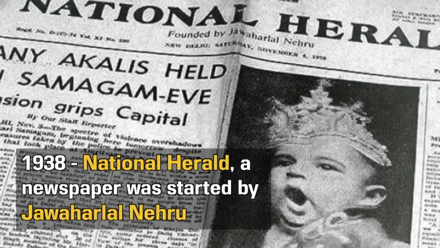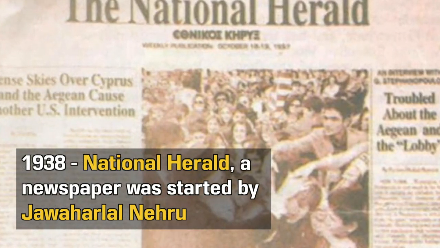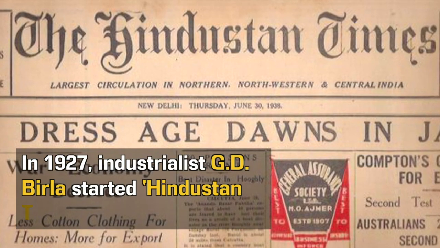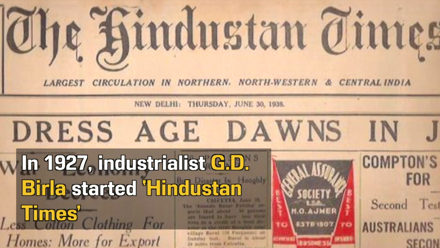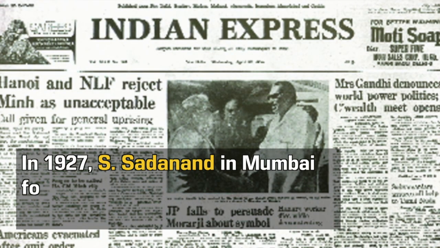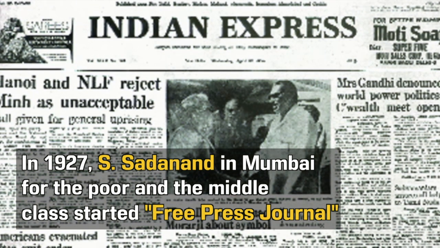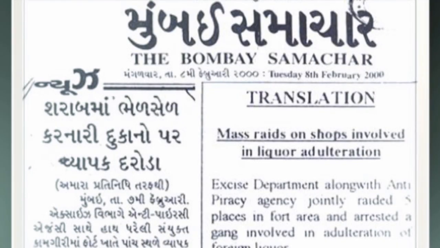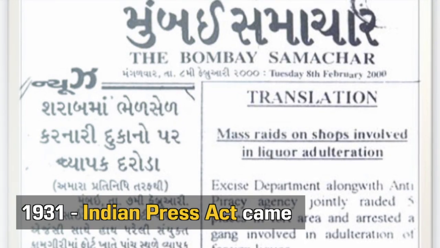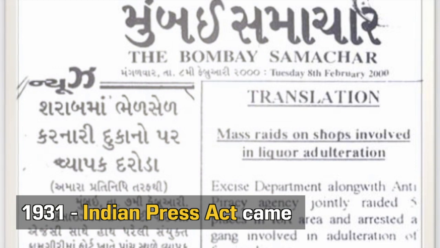1938, National Herald newspaper was started by Jawaharlal Nehru. 1927, industrialist G.D. Birla started Hindustan Times. 1927, S. Sadanand in Mumbai started Free Press Journal for the poor and the middle class. 1931, the arrival of the Indian Press Act.